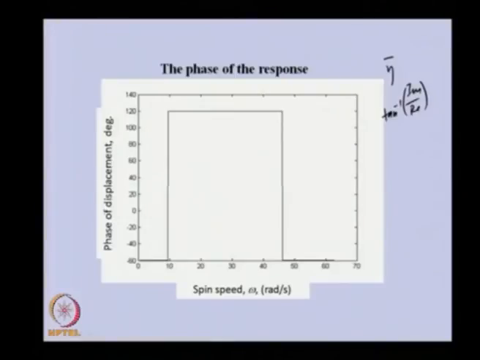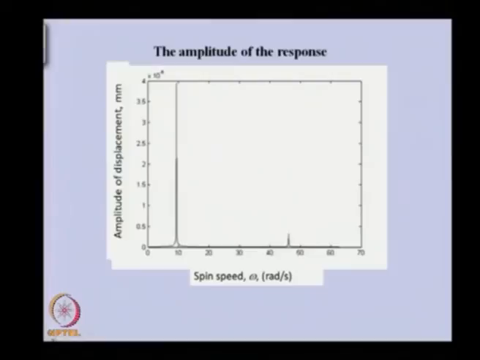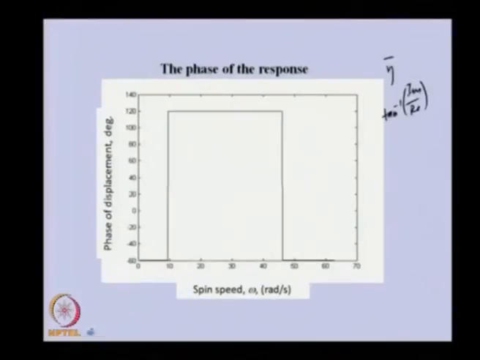So you can see that we have a change in the phase corresponding to where the peaks were there. So here there is a change, here there is a change. You can see there were peaks at those locations. So wherever the critical speed occurs, there will be a change in the phase.